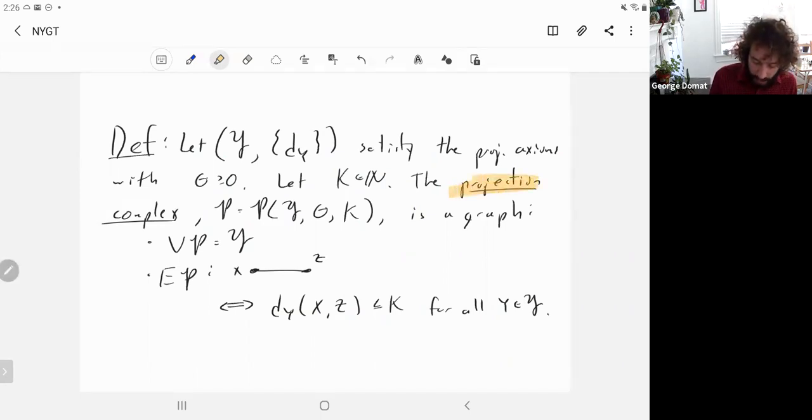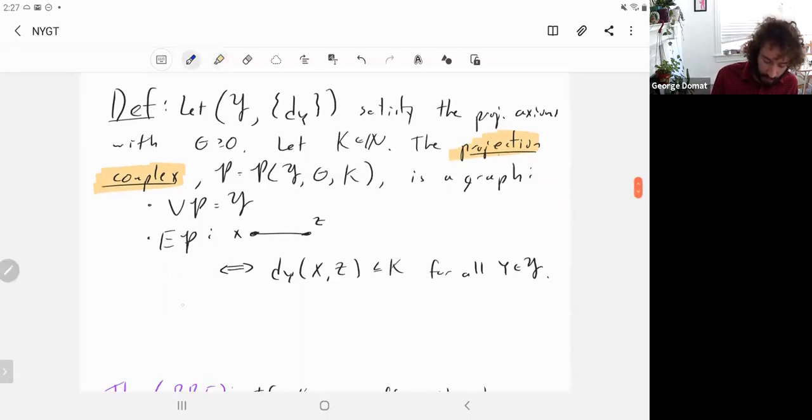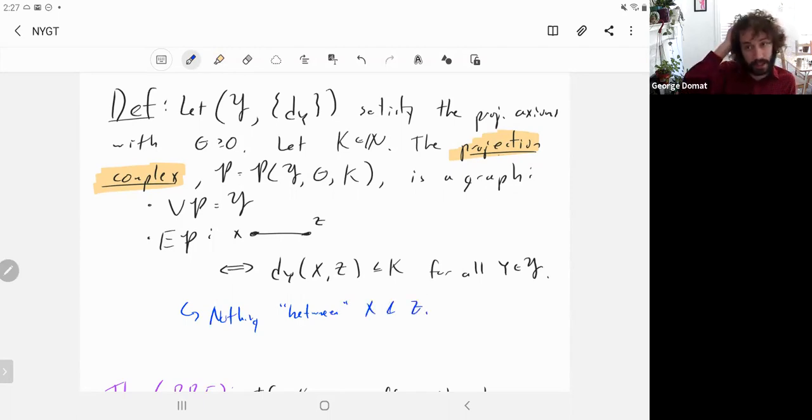Well, then the projection complex, what is it? It's a graph whose vertex set is just the points in Y. And then you connect any two anytime there's nothing between them, nothing between x and z. Remember, what did I say? What's the condition for being in between? It means there's something that records a large distance.